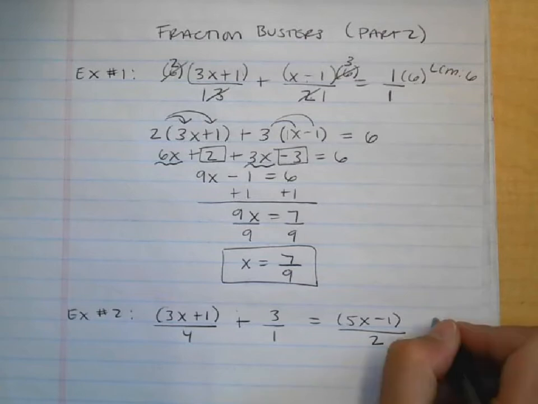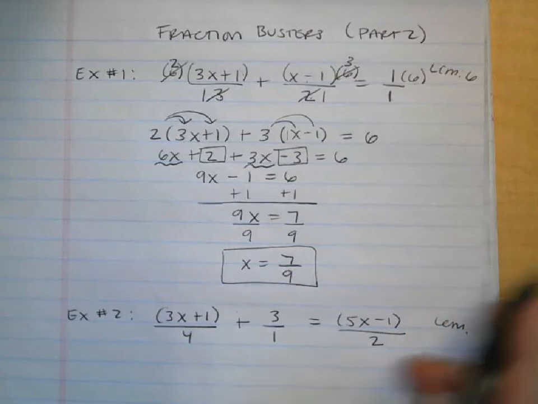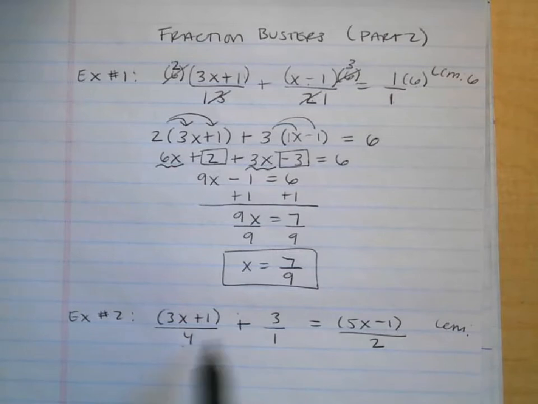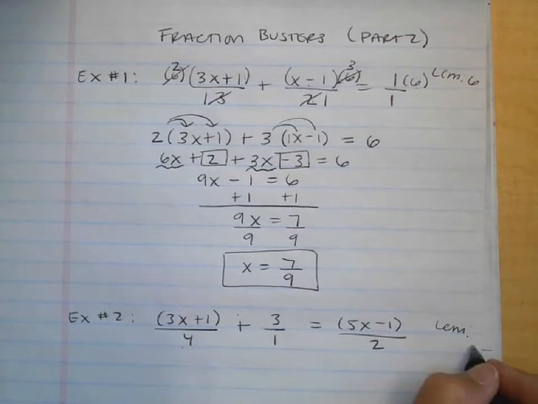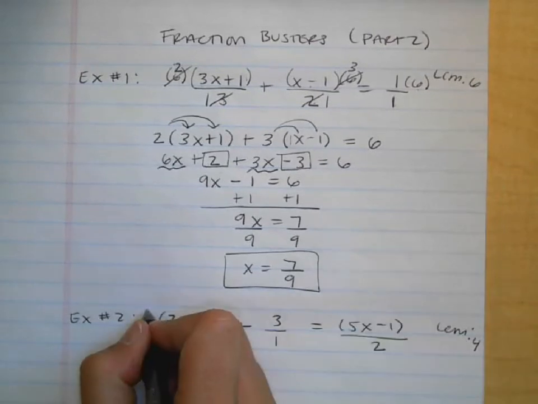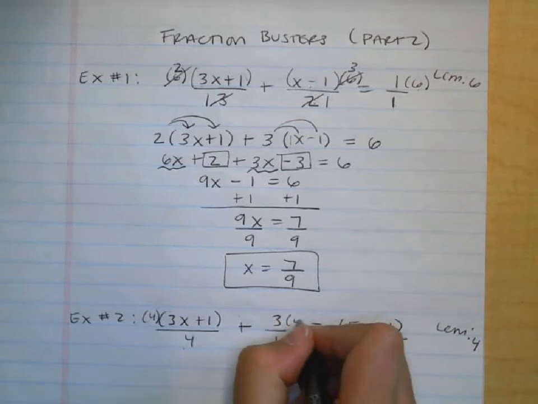And now we're going to find our LCM. Well, our LCM, you start off with the highest number, 4. Does 1 go into 4? Yep. 2 go into 4? Yep. So our LCM is 4. So now we are going to multiply everything by 4.